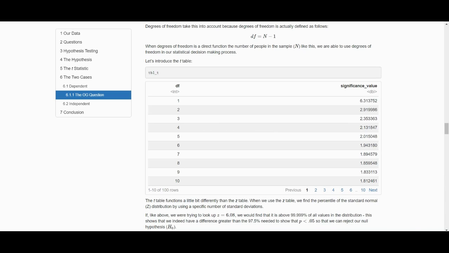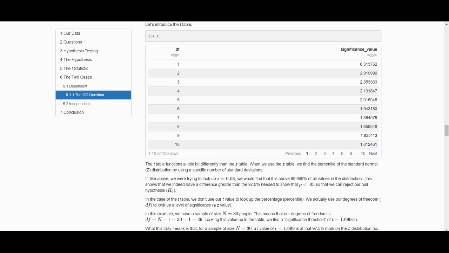So using degrees of freedom, we're now able to actually consider the sample size in our statistical decision-making process. Let's introduce the t-table. Just like the z-table, I've made a little table here where we have all of the different p-values that we might need at the 0.05 p level.